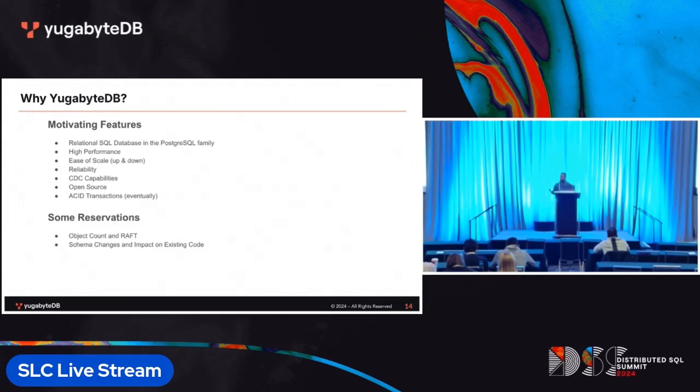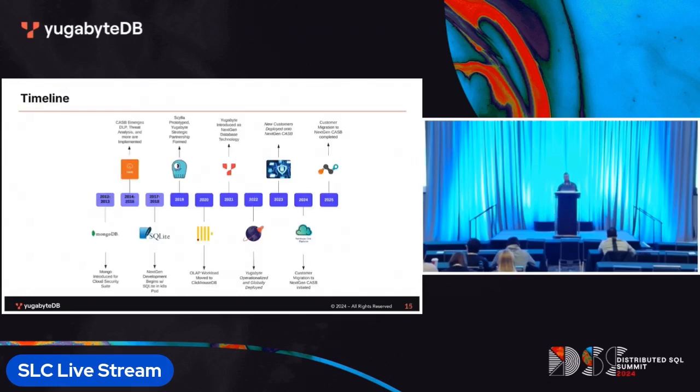The ease of use and the scale up, scale down I covered. We're also interested in some of the other feature sets such as row level security and change data capture, which I'll get into. And then lastly, we knew that we wanted ACID transactions eventually, which I'll walk through in a minute here. So this is our journey.